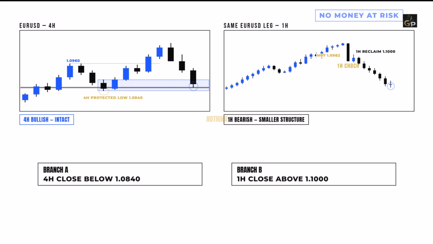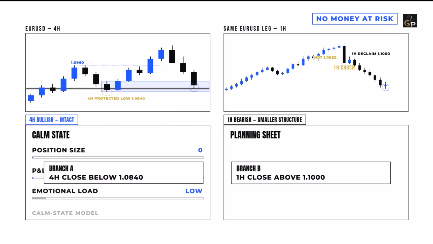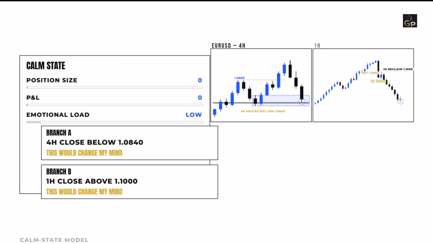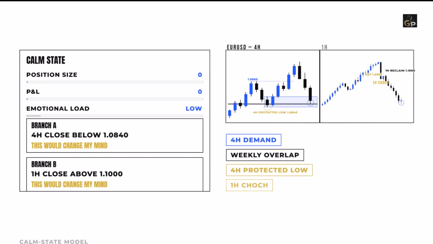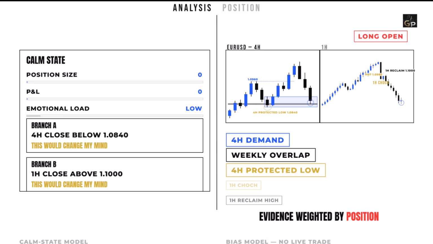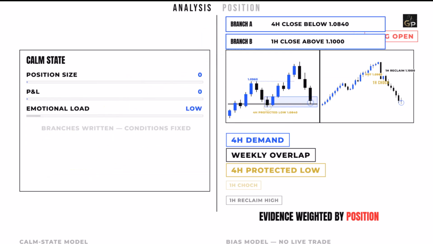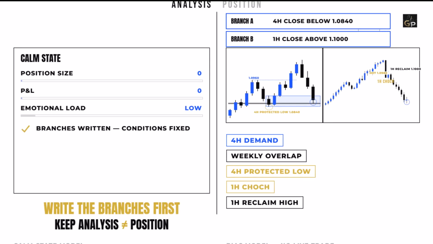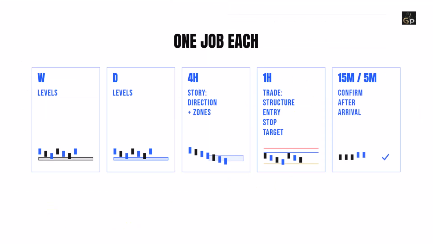The value in this isn't complicated, but it is easy to underestimate. You are deciding, while you're calm and have no money at risk, what would change your mind. That decision is close to impossible to make honestly once you're in a position, because at that point, every piece of evidence gets weighed according to whether it supports what you've already done. Writing the branches in advance is the only reliable way I know of to keep the analysis and the position separate. 3 things to take away.